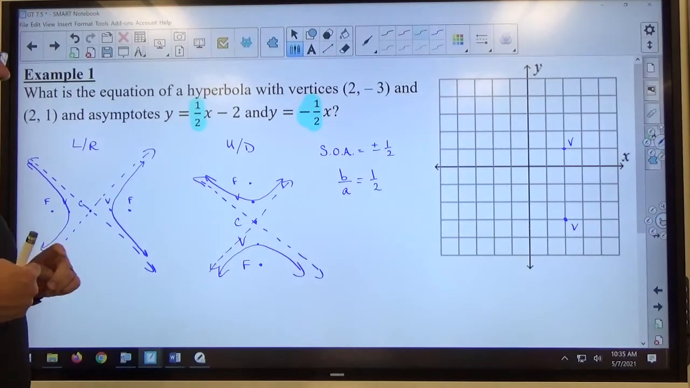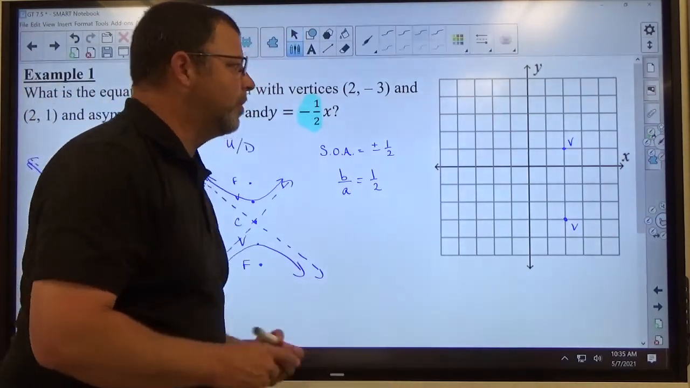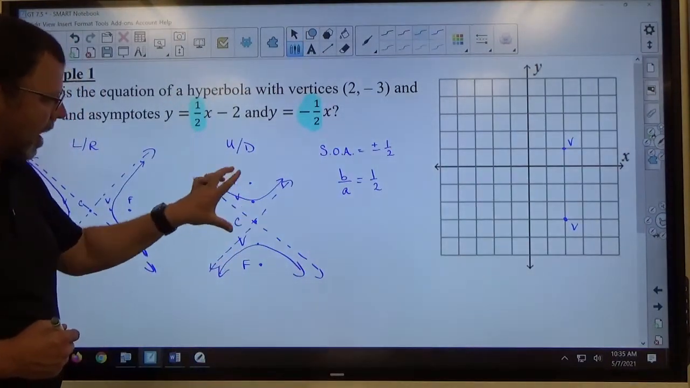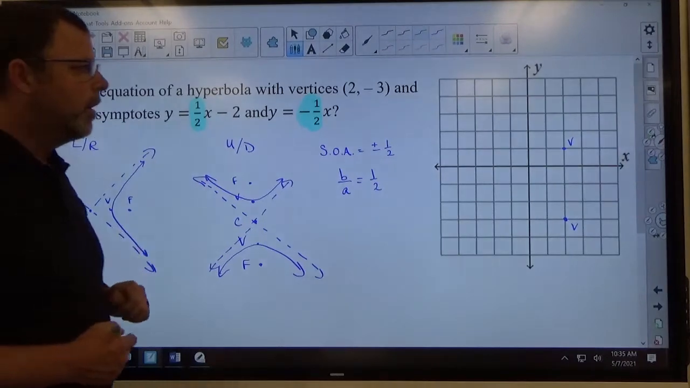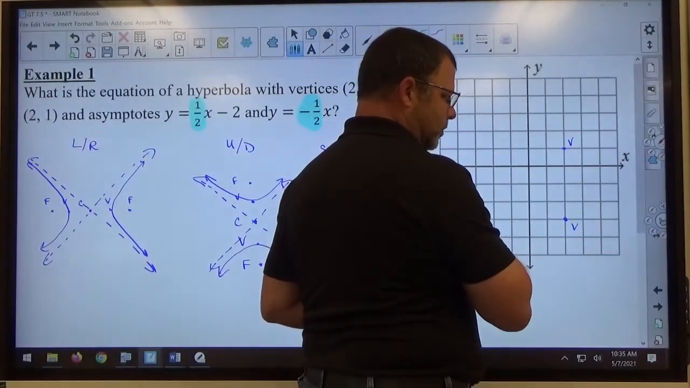So, the first thing I'm going to do with the points they gave me is establish the center. The center is halfway between the vertices. It's halfway between the focal points. In this case, I'm given vertices. What's halfway between this point and this point?